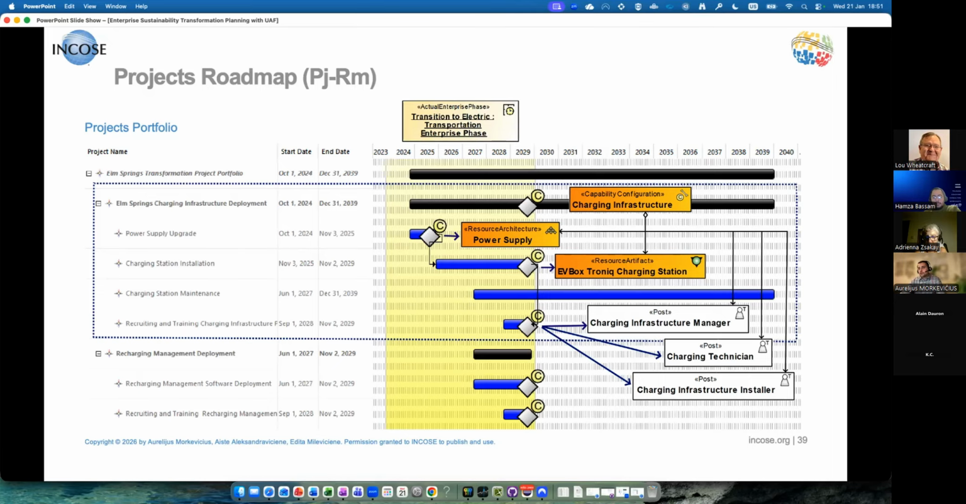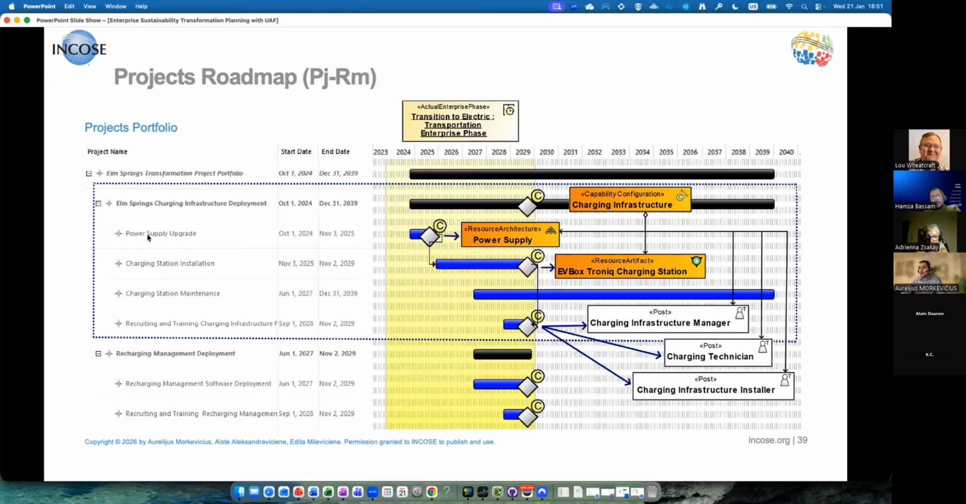But what we do here is we really say, okay, there are a couple of things we need to do. So we need to do a power supply upgrade. We need to install charging stations. We need to maintain charging stations, and we need to recruit and train the new personnel that we need for maintaining the charging stations and really maintaining the buses, etc.